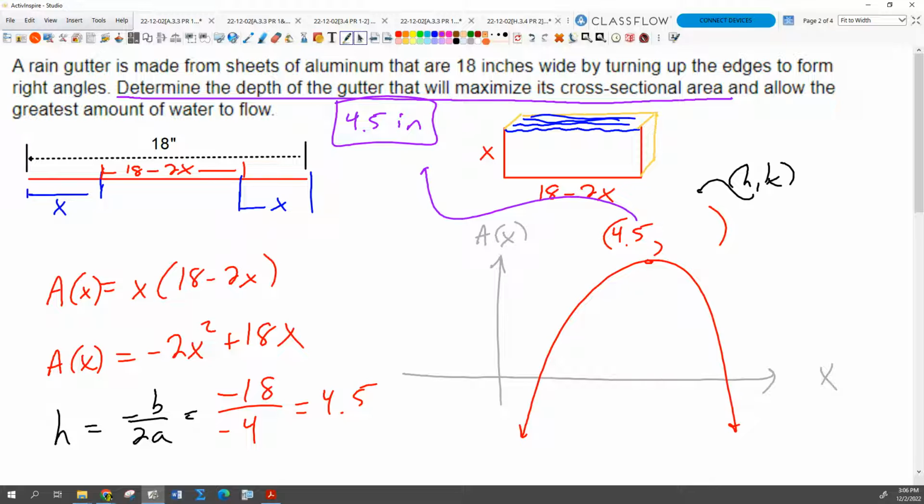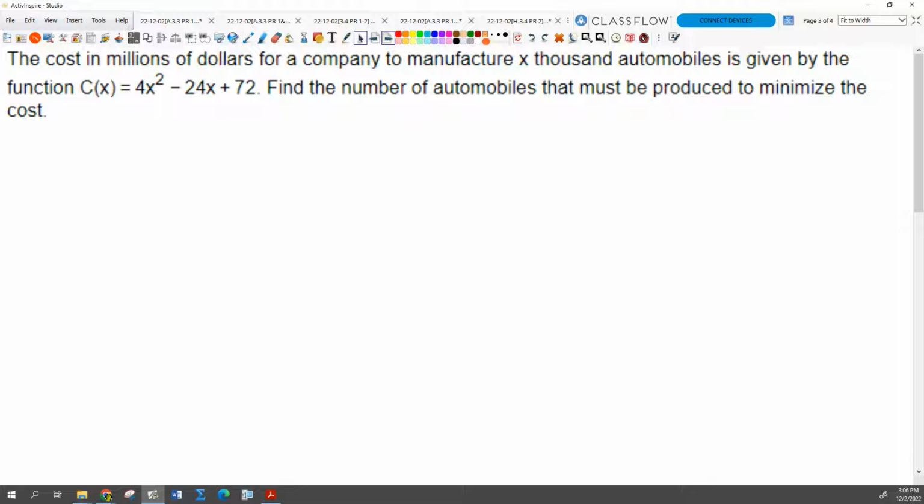Let's try another one. Okay, how about this? The cost in millions of dollars for a company to manufacture x thousand automobiles is given by the function C of x equals 4x squared minus 24x plus 72. Find the number of automobiles that must be produced to minimize the cost.